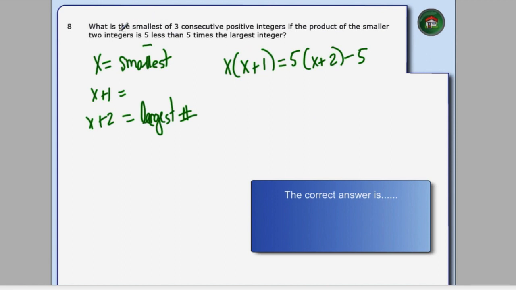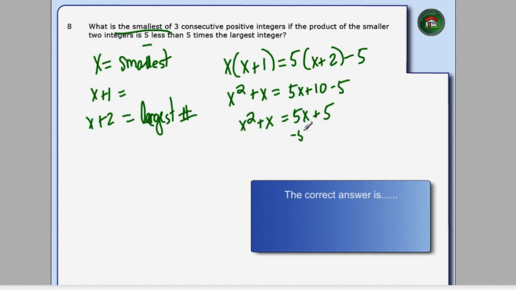Now we have to find the smallest. What is the smallest? We're solving for x. So the first thing you need to do is distribute. And simplify. X squared and x will not go together. Over here the 10 and 5 will, so I have 5x plus 5. Now, you have too many x terms. You have an x squared and an x. Now, this x could go subtract 5x. That would give you negative 4x.